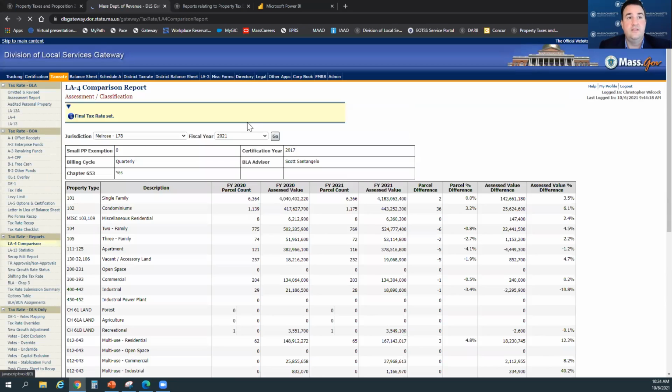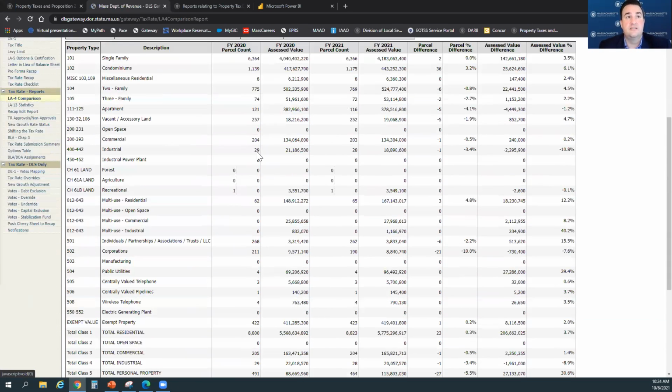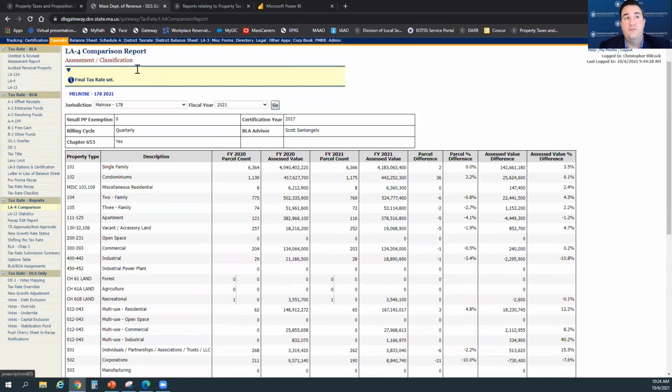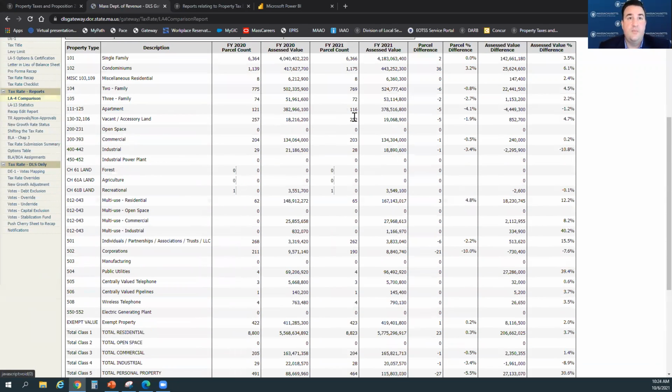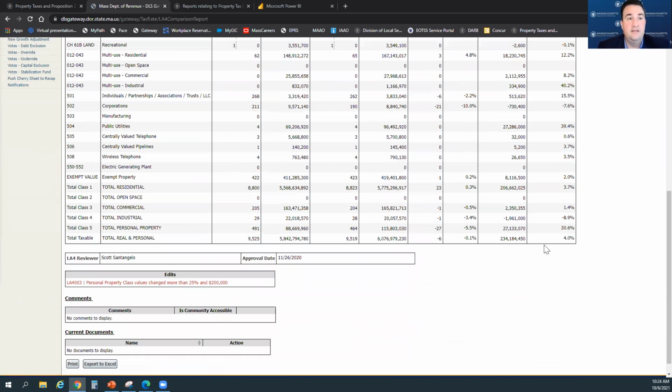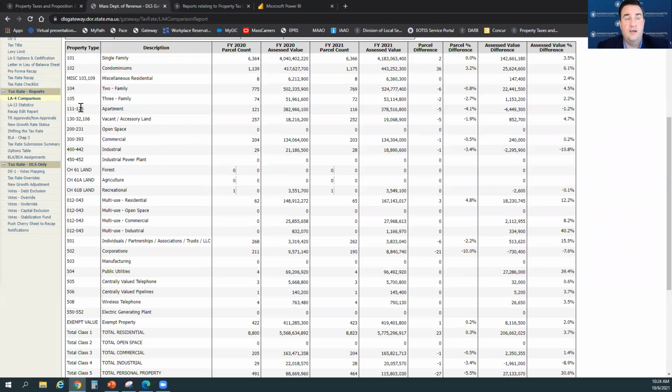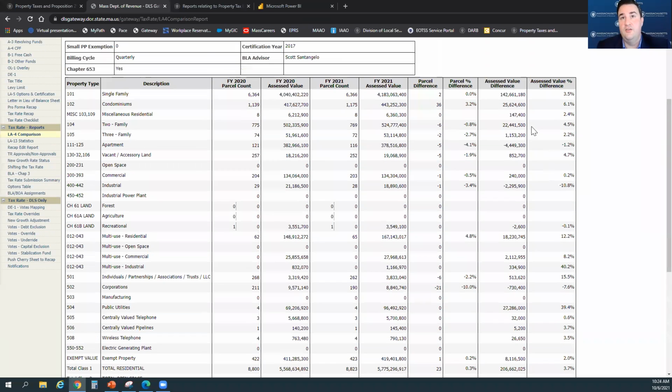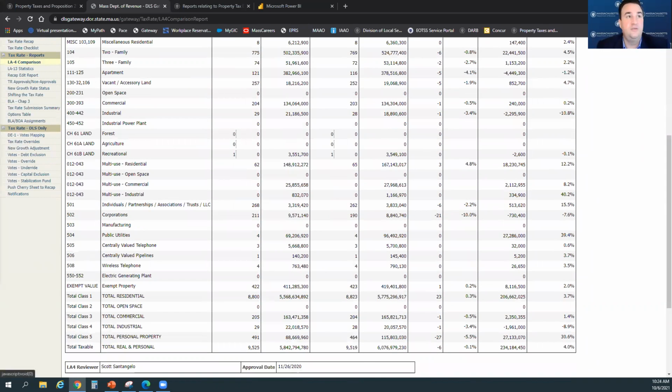Another form you can use is this, which is the LA4 comparison. What it does is it compares last year's values to this year's values. And I think it's very informative to explain what's happening in the overall city or town, but also based on each land use code or section of land uses. For instance, apartments is all grouped together. This is valuable as far as, what are the assessments going up overall and per class. So this is something that I would use.